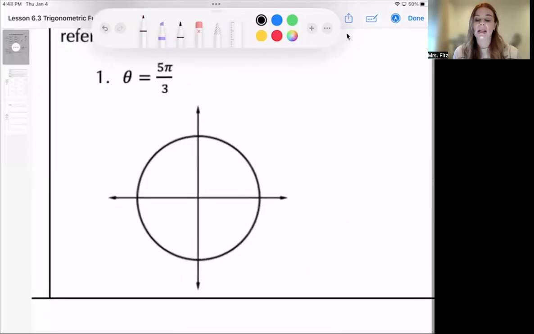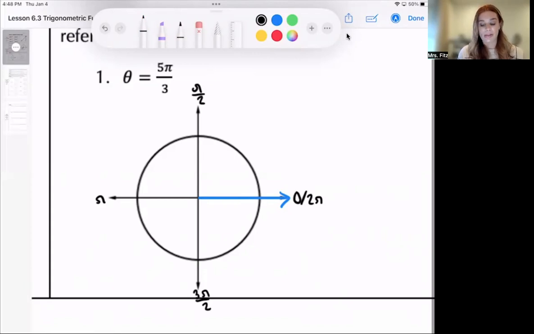We have theta equals 5 pi over 3. So what we're going to do is we always start on the positive x-axis. That's our initial side. Remember, this is 0 or 2 pi. Up here we have pi over 2. Then we have pi. Then we have 3 pi over 2. We're going to rotate counterclockwise since this is a positive angle, and this is 5 pi over 3.